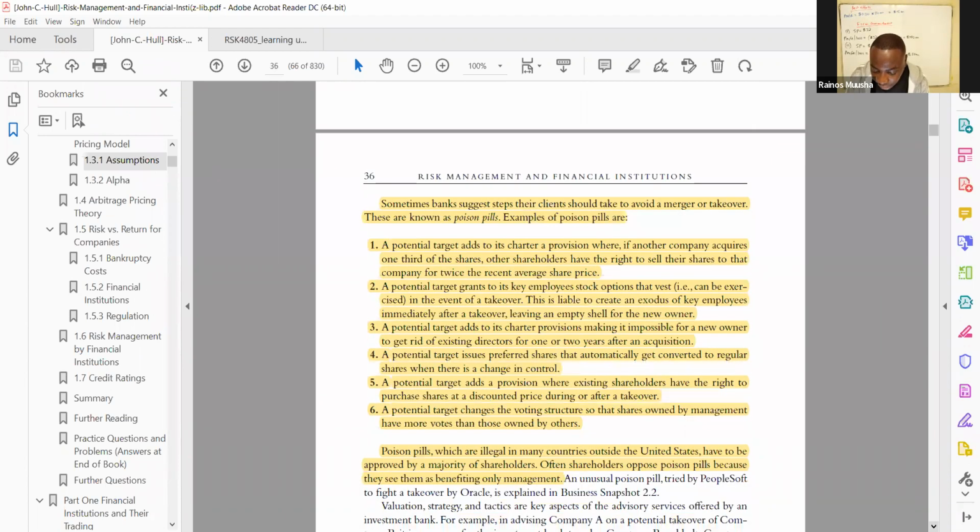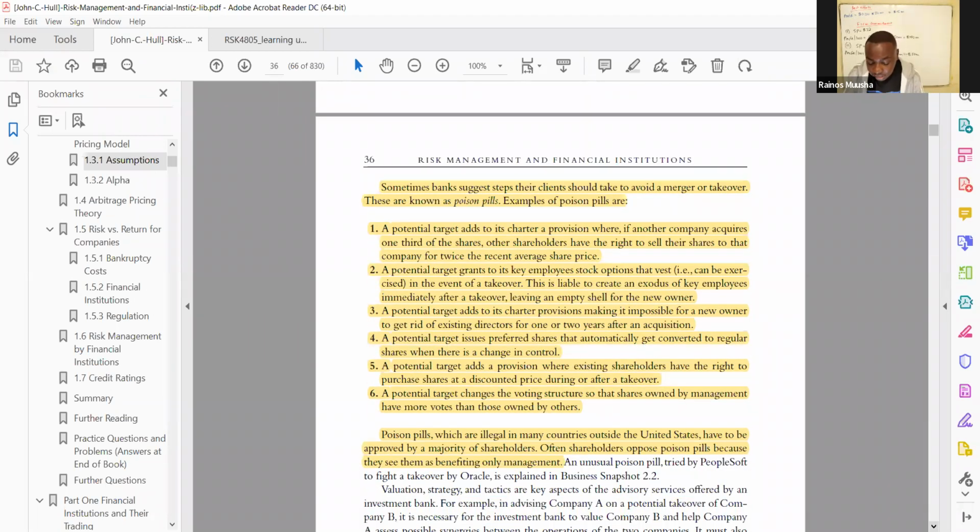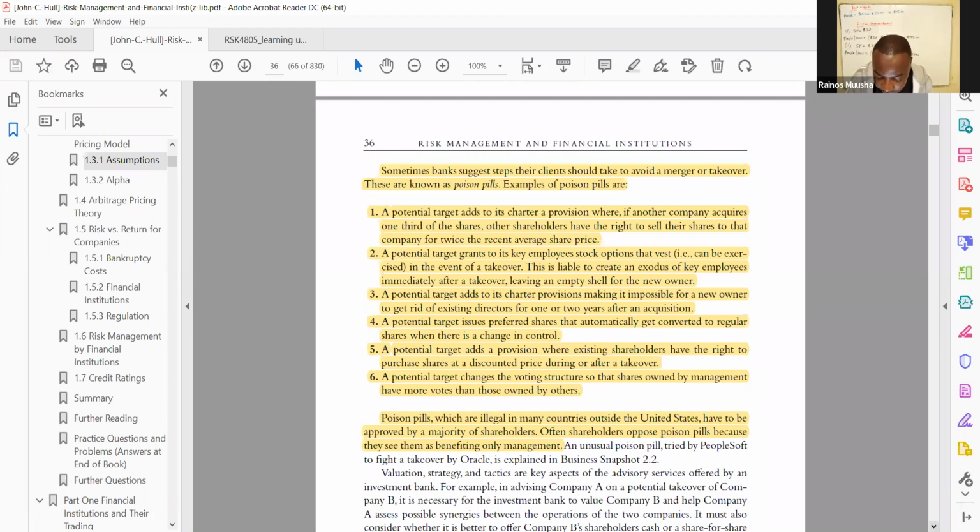So when you look at the typical advice that they can also give to takeover targets, it's discussed on page 36, where they say sometimes banks suggest actions that clients should take to avoid a merger or a takeover. This is known as poison pills. So examples of poison pills are: a potential target adds to its charter a provision where if another company acquires 1/3 of the shares, other shareholders have the right to sell their shares to that company for twice the recent average share price. And the second one is, a potential target grants its key employees stock options that vest in the event of a takeover.